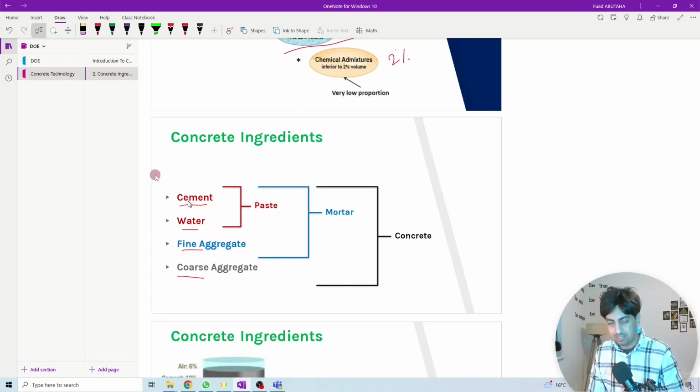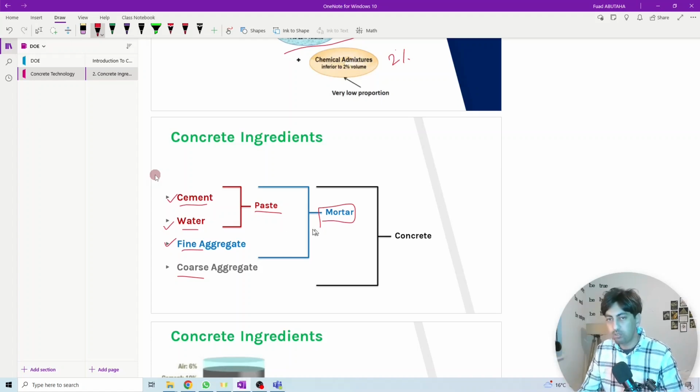So if we mix only cement with water, then we start to call it paste or cement paste. If we mix cement, water, and sand or fine aggregate, then we start to call it mortar. So from now on, you will start hearing paste, mortar, concrete, and you need to know what we mean by these things.